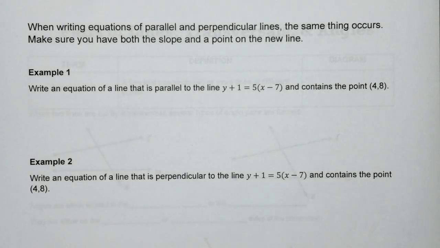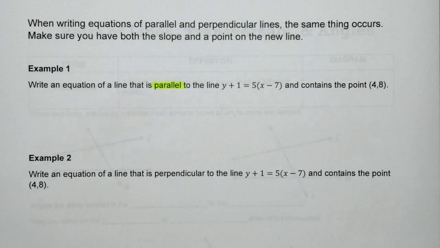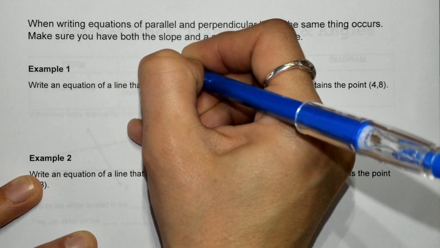Example 1 says write an equation of a line that is parallel to the line y plus 1 equals 5 parentheses x minus 7 and contains the point 4, 8. Okay, it might be overwhelming. Let's take a look. First thing we need to do is notice we are looking for a line that is parallel. So first we need to remember, what does that mean about our slope? We're going to have the same slope.